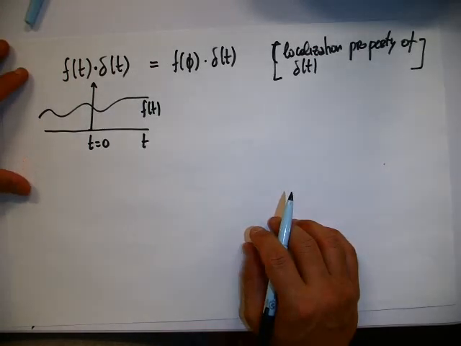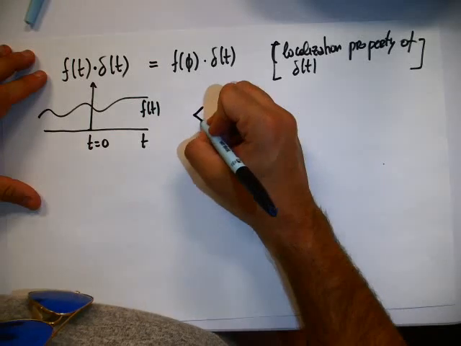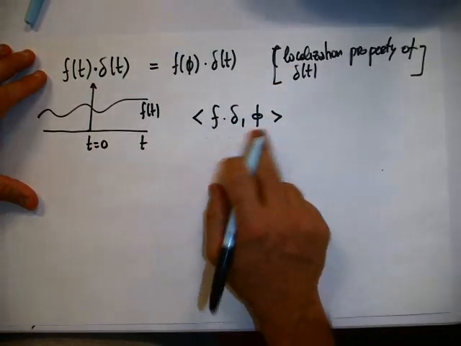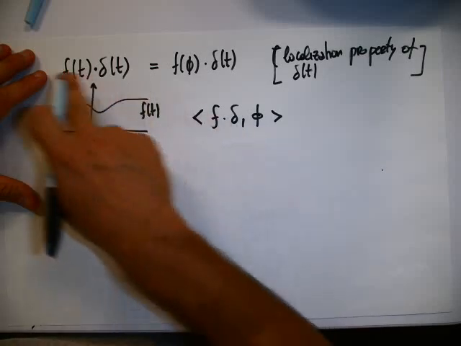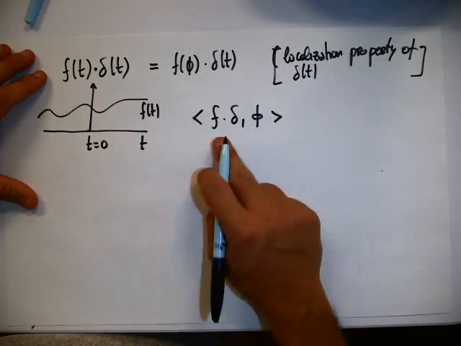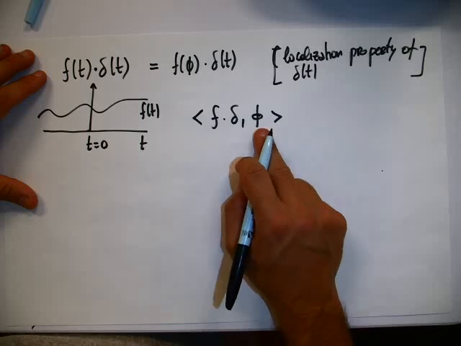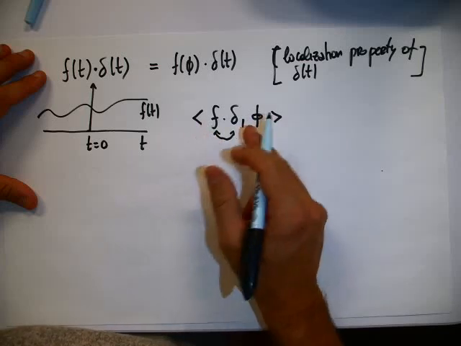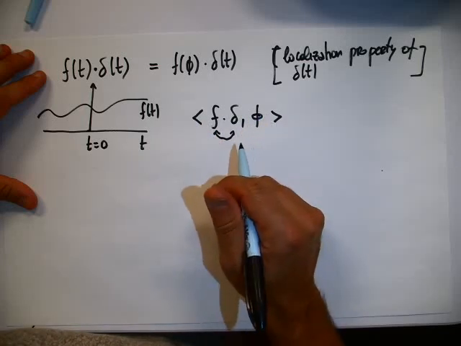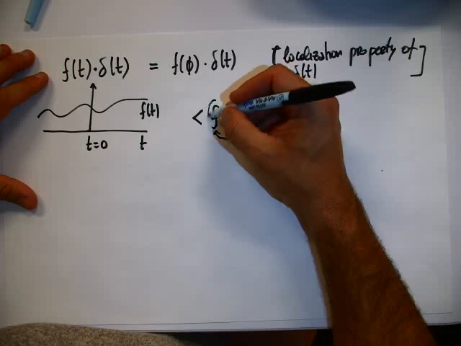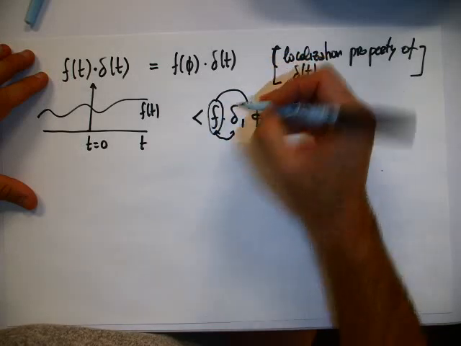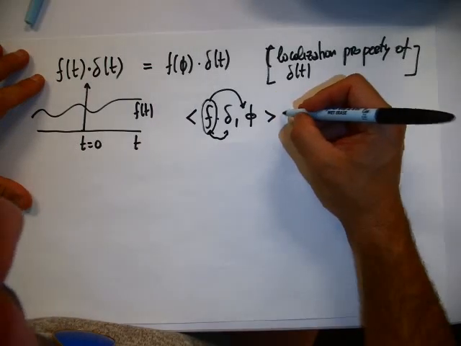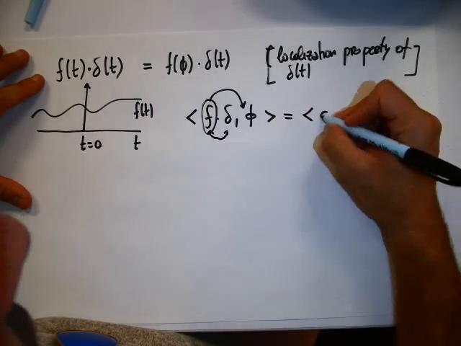We start with the distribution of f times delta, comma, phi. The distribution associated with this function is this: I use the dot product with a test function. Now here I have a product of a regular function and a singular function, and we know that I can take the regular function and bring it to the side of the test function. Formally, this is equal to delta comma f times phi.